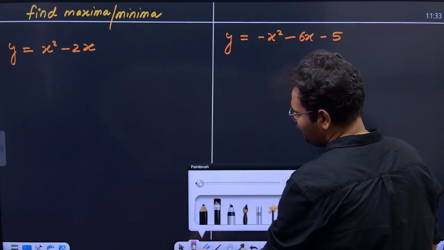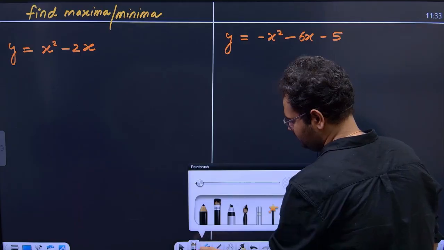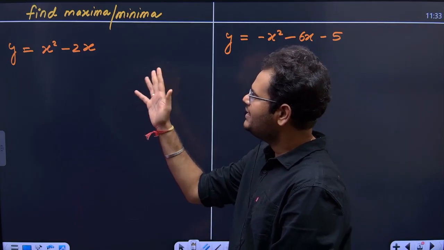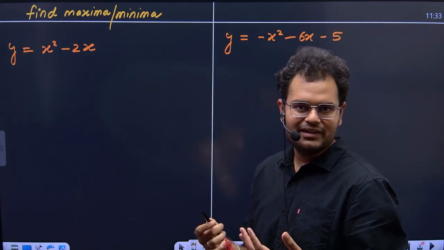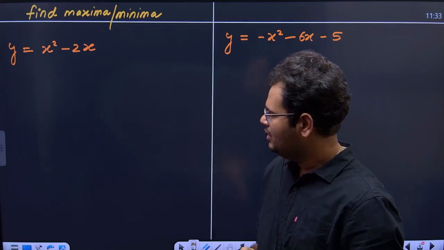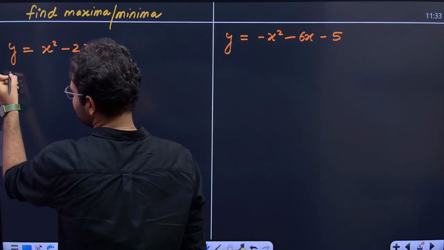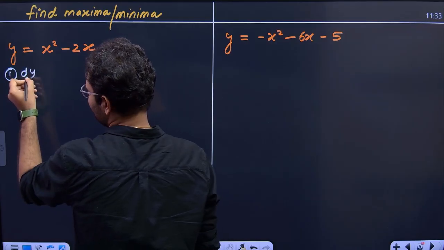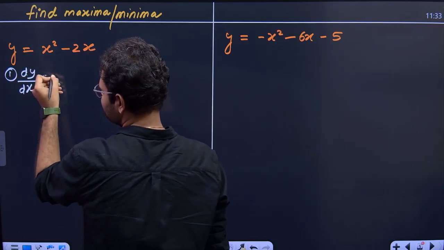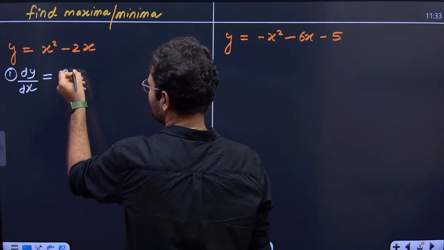First question, before your screen is here. It is saying, find maxima or minima. We don't know whether it is maxima or minima. So how to find? I am telling you. What is the first condition? First, you find dy by dx. The first condition is to find slope. What is dy by dx, sir? 2x minus 2.